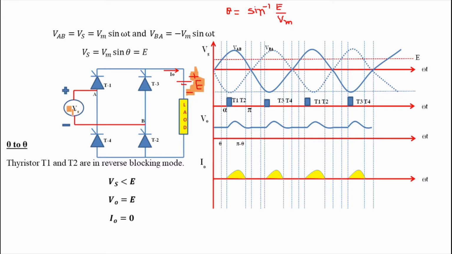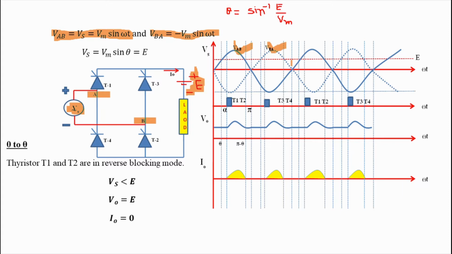This source voltage Vs is applied between point A and point B, and we can write Vs is equal to VAB, and that is equal to Vm sin omega t. When VAB is equal to Vm sin omega t, then VBA will obviously be equal to minus Vm sin omega t. Here the source voltage Vs is represented by this dark blue line in the waveform and VBA will be represented by this dotted blue line.